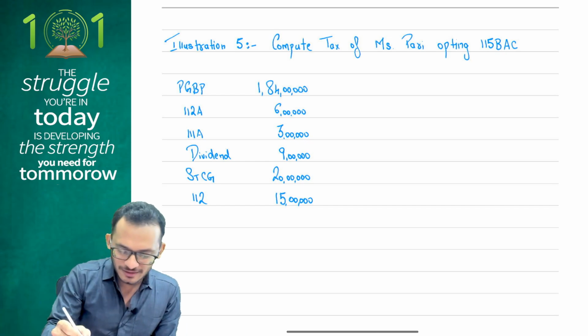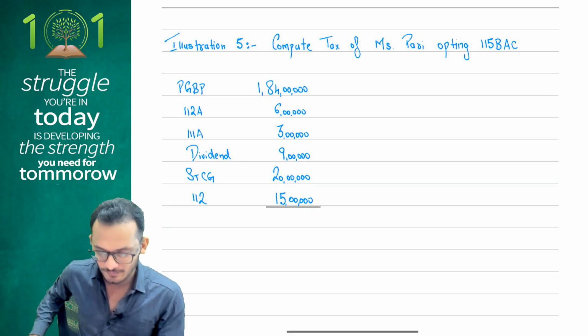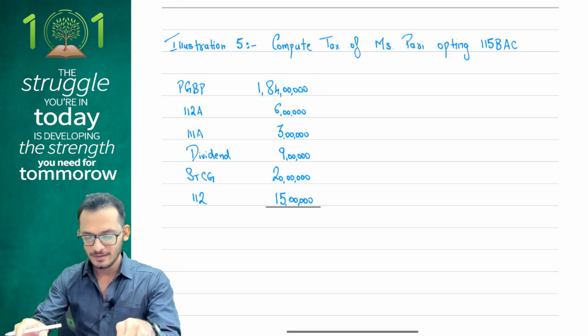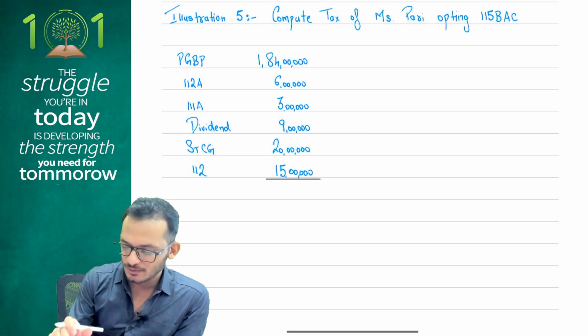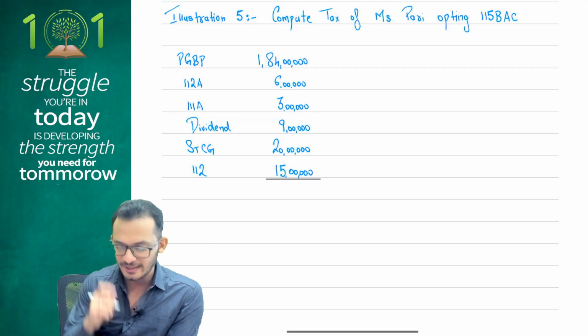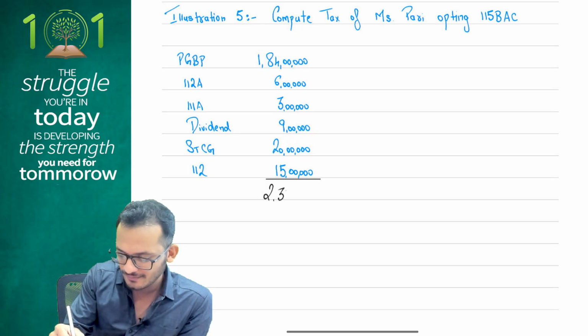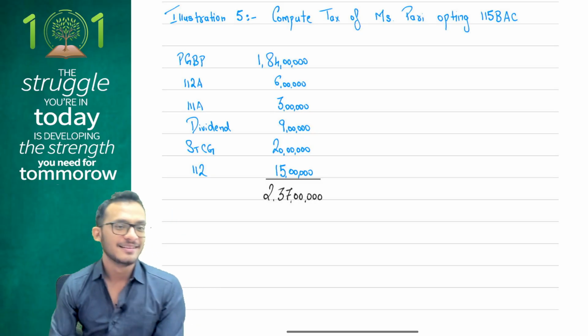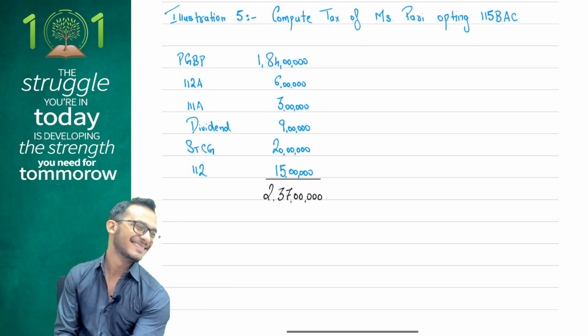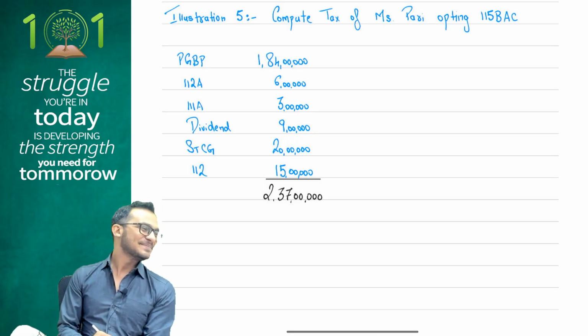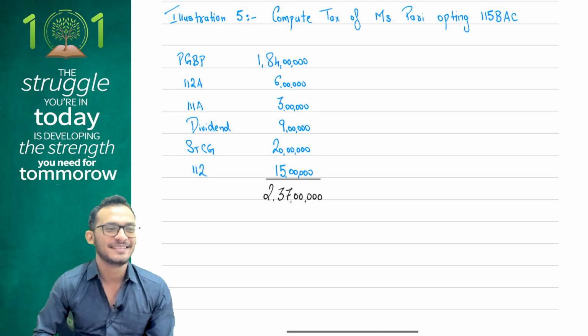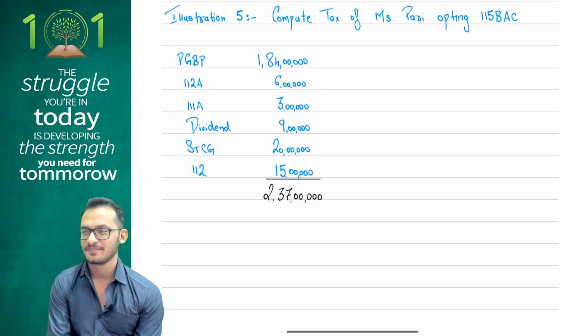Can you tell me my total income? 193, 201, 202, 222, 227, 237. Will you people use a calculator? 237.